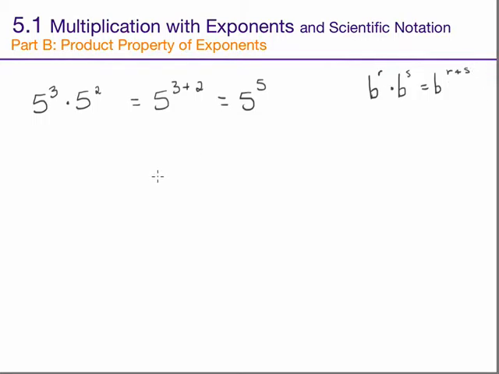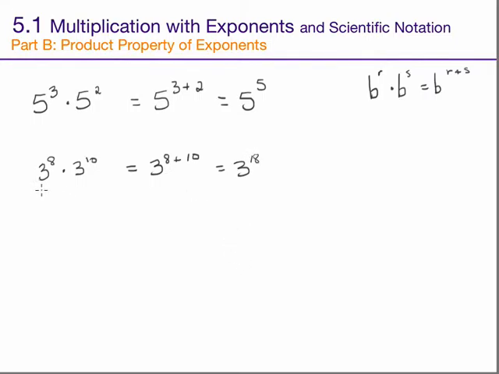Let's do an example. 3 to the 8th times 3 to the 10th. Even individually, these would be hard to work out. 3 times 3 times 3 times 3, 8 times. And 3 times 3 times 3, 10 times. But at least I can find another way to write it. I can write it as that same base to the 8 plus 10. And that's 3 to the 18th power.